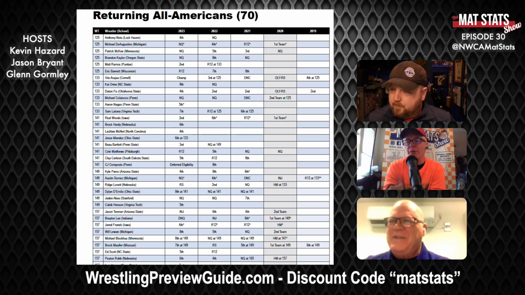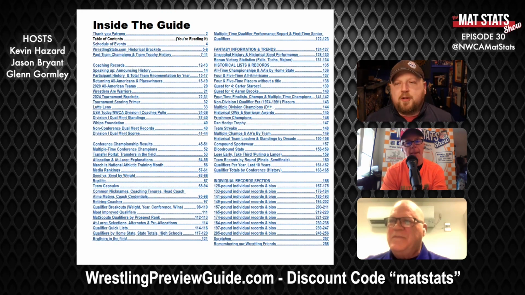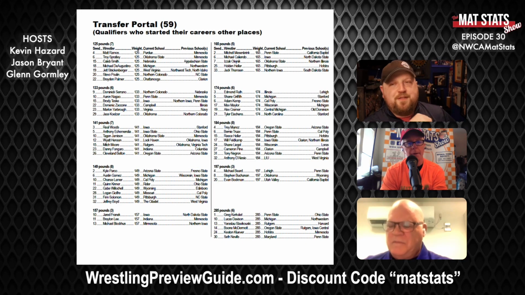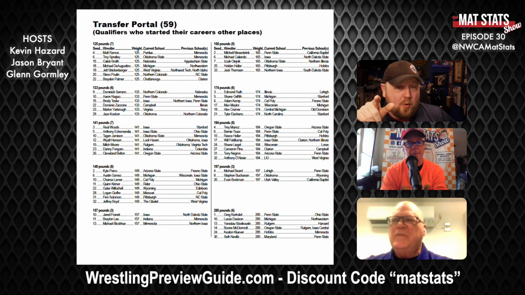How many transfers have qualified this year, Jason? Well, the transfer portal is an interesting thing. It's a topic that we get, and right now we will have 59. This is a sheet that I had to update a couple different times since I first published it, because I found another one this morning that I had missed. I missed Edmund Ruth actually starting his career at Lehigh. So 59, the most in a weight class is 8 at 184, and then 8 at 149.